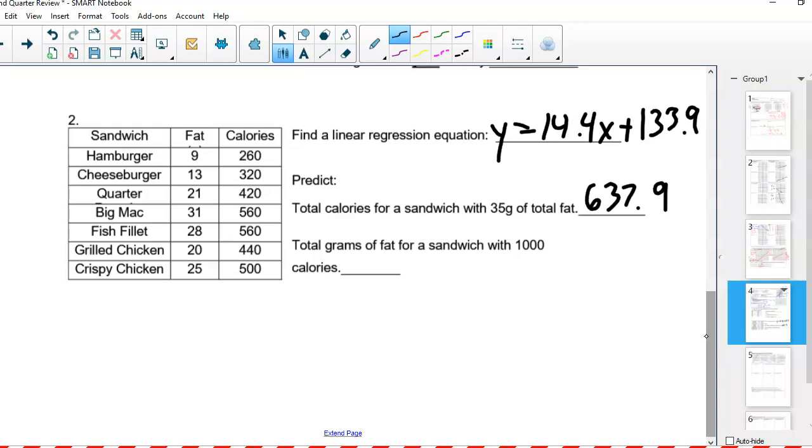So for the answer, if it says to round, you have to round. If it doesn't say round, don't round, unless it's realistic. Look, people, animals, things you can't have decimals of.